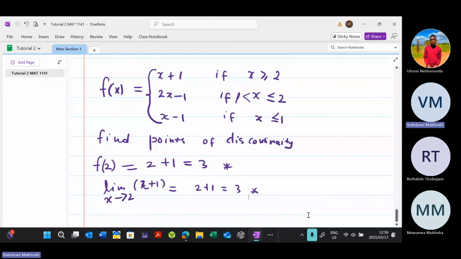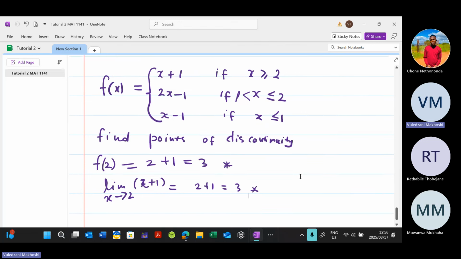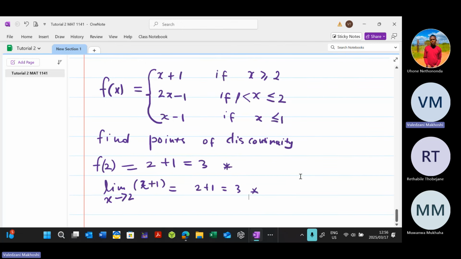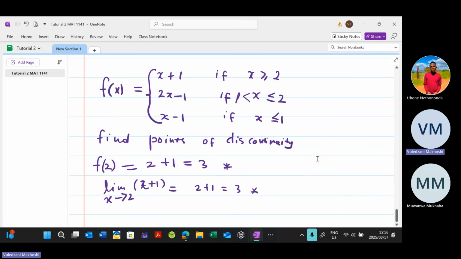Okay, I was just saying that if we check at 2 for the first function, x plus 1, we see that the function is continuous. Let us look at the second branch of our function. For the second one, we are looking at 2x minus 1. In other words, we are looking at the interval (1, 2]. It's a half-open interval. On the right, it's closed. On the left, it's open.